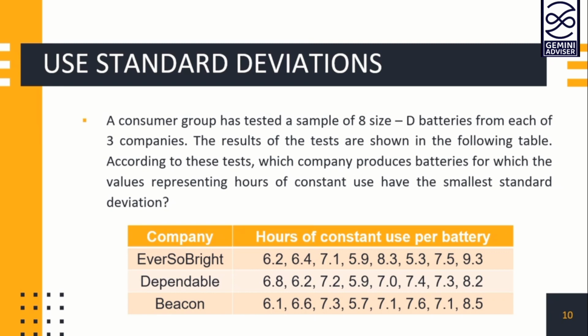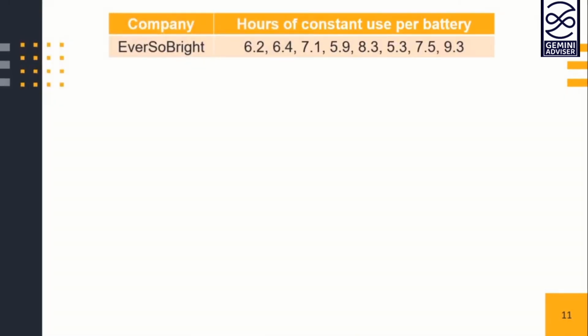And for the second company, Dependable: 6.8, 6.2, 7.2, 5.9, 7.0, 7.4, 7.3, and 8.2. And for the third company, the given hours are 6.1, 6.6, 7.3, 5.7, 7.1, 7.6, 7.1, and 8.5. Ngayon, kukunin natin yung standard deviation ng bawat company. So first, do yung Ever So Bright.